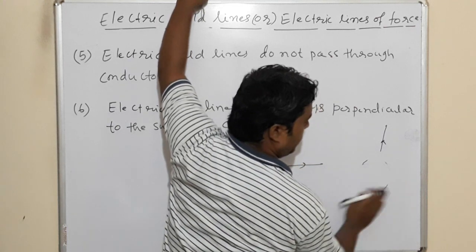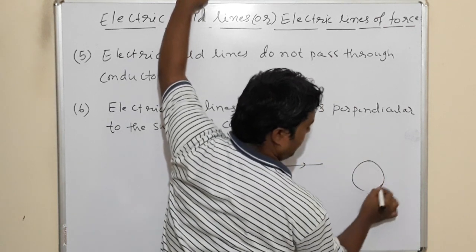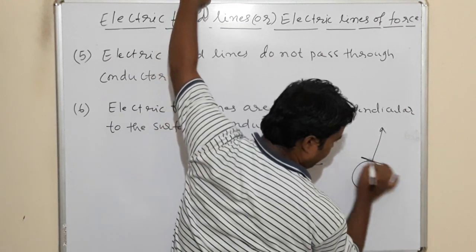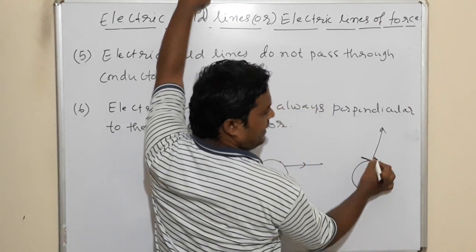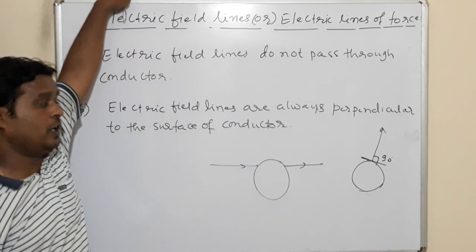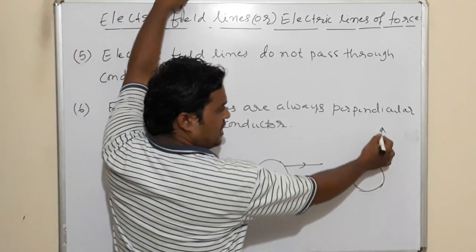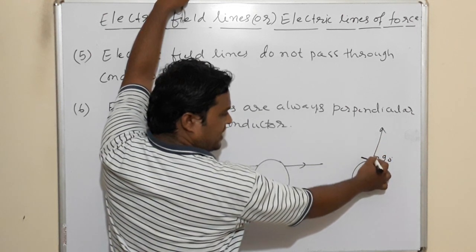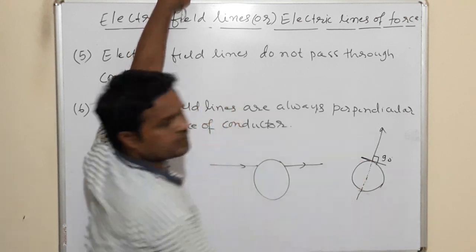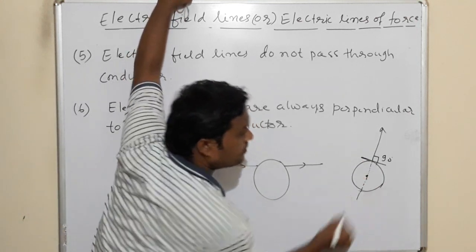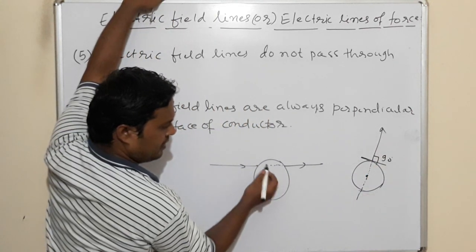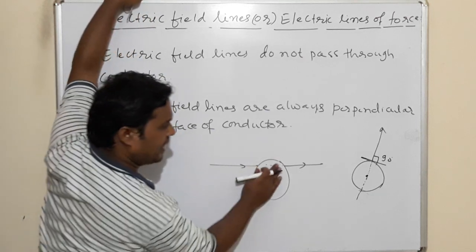How can we say it is perpendicular? See, this is the surface of the conductor. Here if I draw a line, and at this point I draw a tangent, the line should make 90 degrees with the tangent. Then only you can say it is perpendicular. Or else, if we extend this line backward, it should pass through the center of the sphere, the center of this conductor. Then only we say that it is perpendicular. See, if it is extended back here, it will not pass through the center. That means this line is not perpendicular.